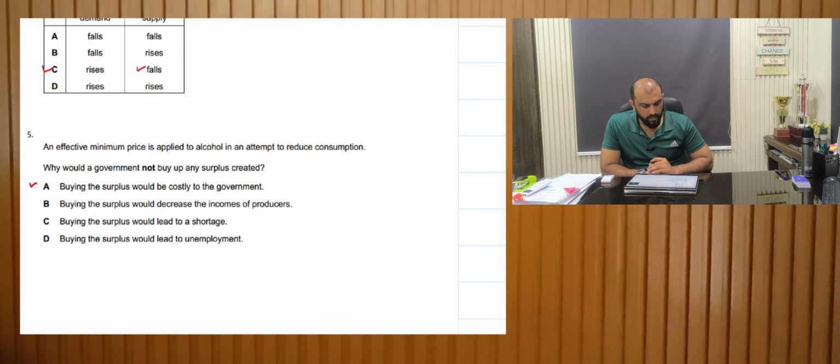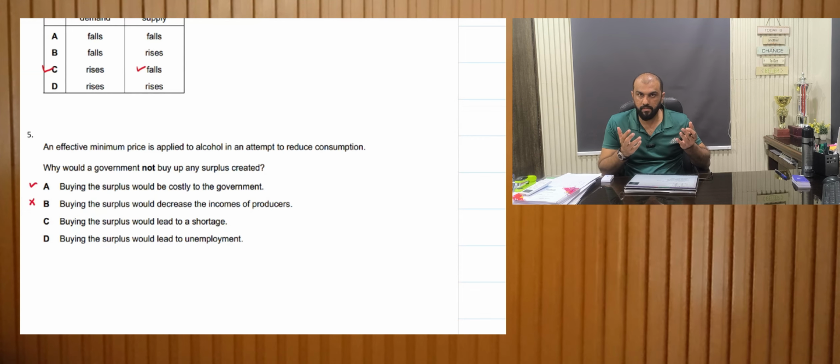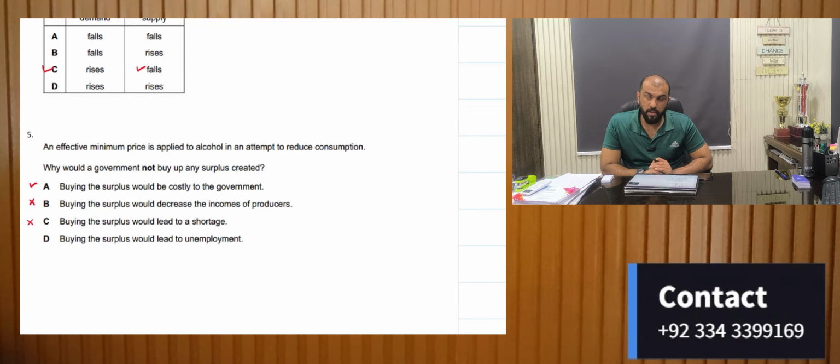Buying the surplus would decrease the incomes of producers. No, when you buy the surplus, that will increase the incomes. Buying surplus would lead to shortage. No, we're just buying up the surplus, so there won't be any shortage. Buying the surplus would lead to unemployment. No, rather it would not create unemployment, because if the surplus is not sold next year, people will produce less, creating unemployment. But if the surplus is bought by the government, there won't be any unemployment.